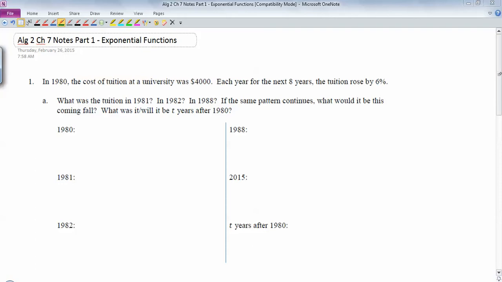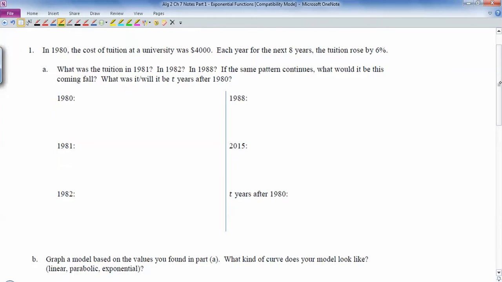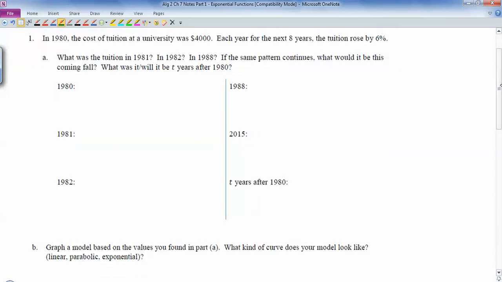So in this one, the intro problem here, and we're only doing one problem, is about a university tuition in 1980 was $4,000, and then every year for the next 8 years it goes up by 6%. So the questions are about, well, how does the tuition change from year to year? Well, in 1980, the tuition was $4,000. That's given.